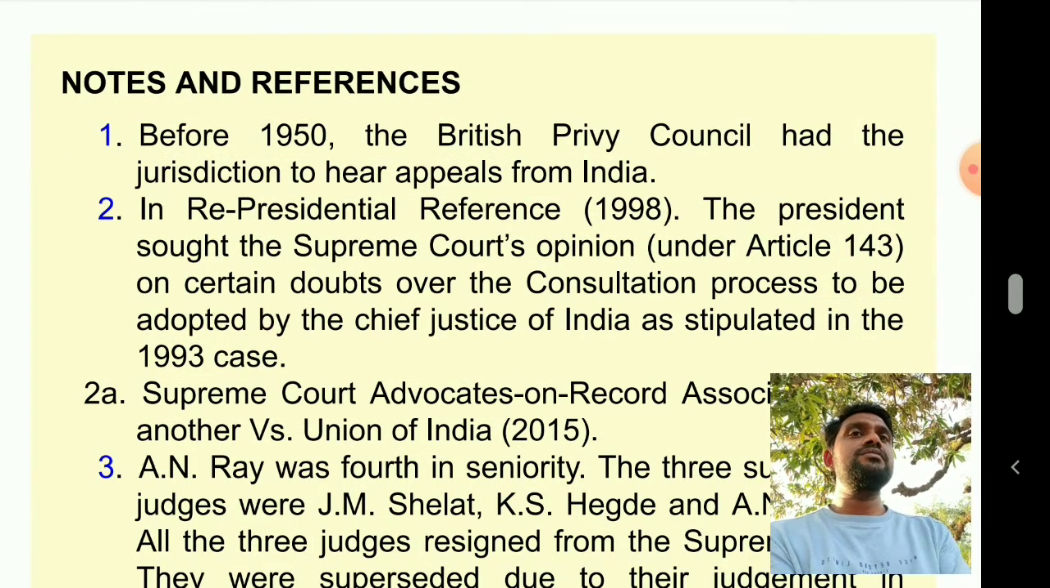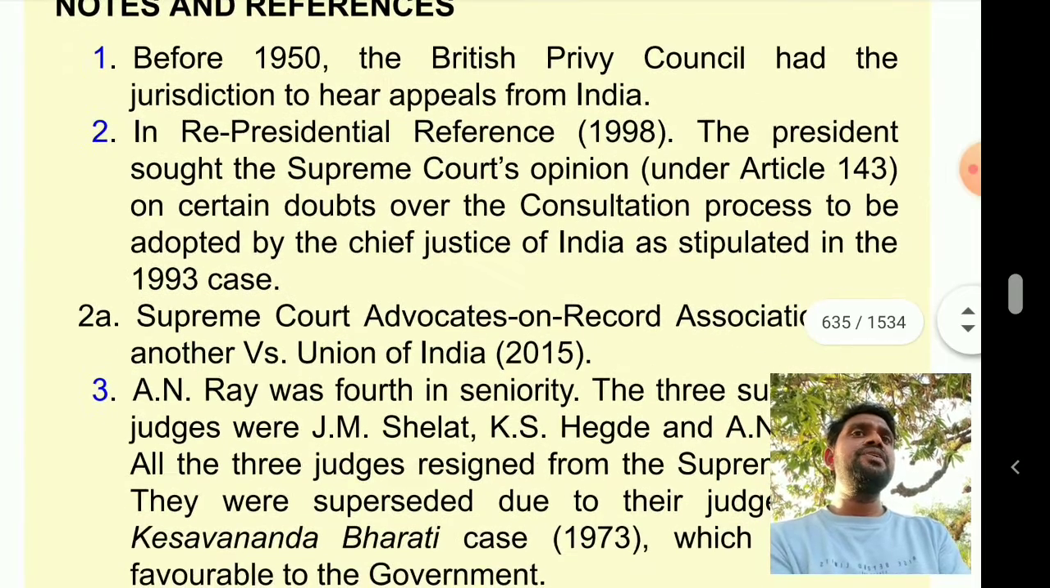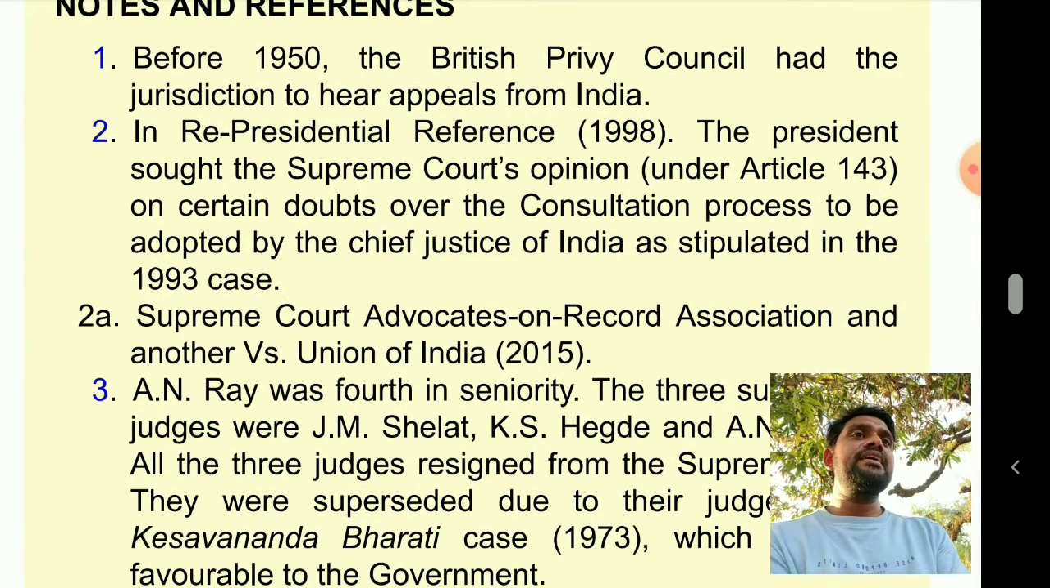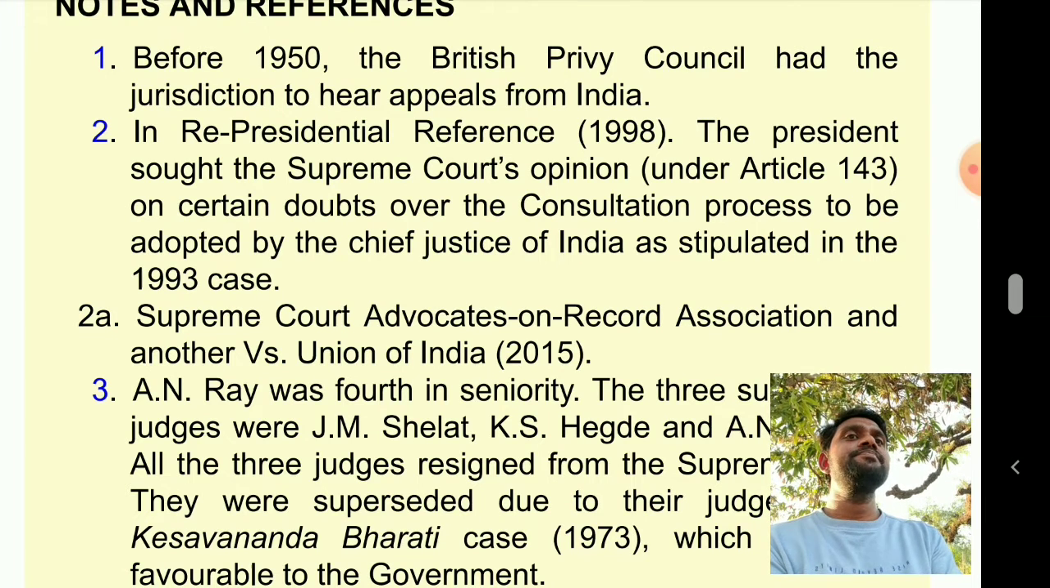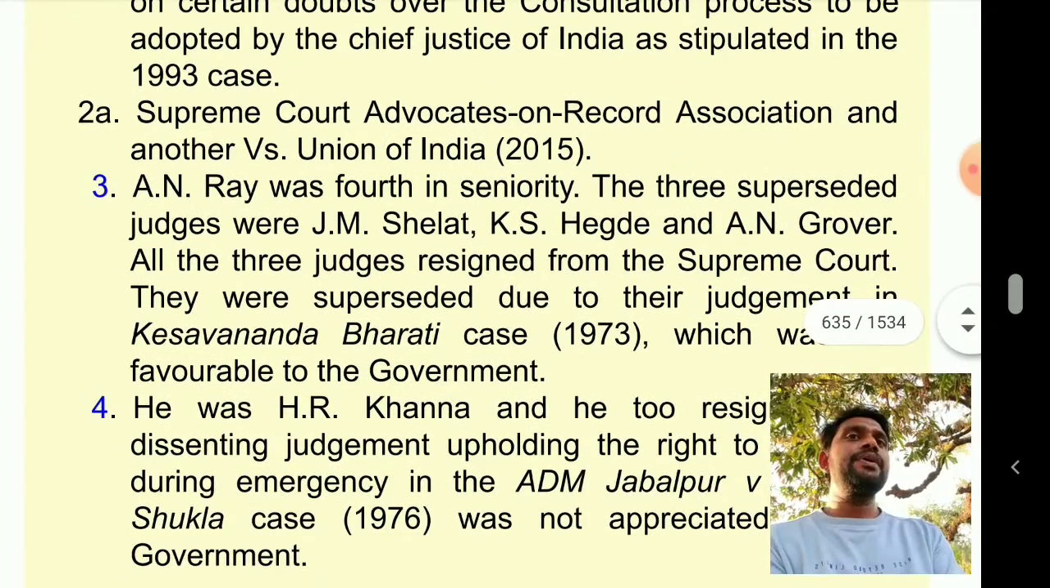Next, these are the notes and some references. First, before 1950, the British Privy Council had the jurisdiction to hear appeals from India. Second, in the presidential reference 1998, the President sought the Supreme Court's opinion under Article 143 on certain doubts over the consultation process to be adopted by the CJI as stipulated in the 1993 case, Supreme Court Advocates on Record Association and another versus Union of India, 2015.